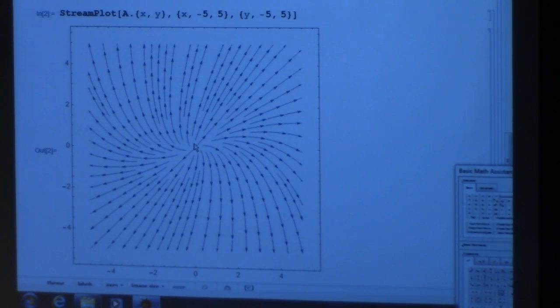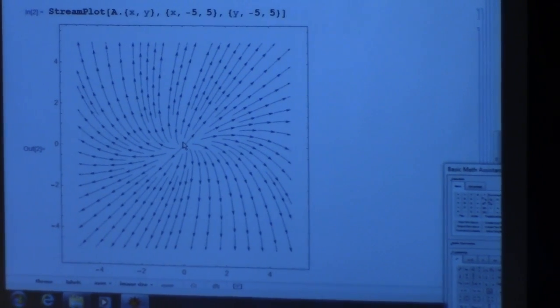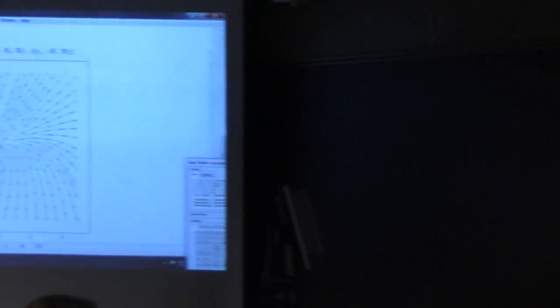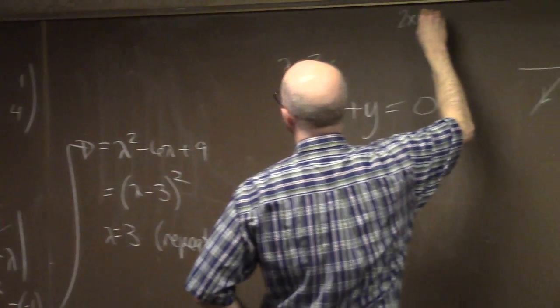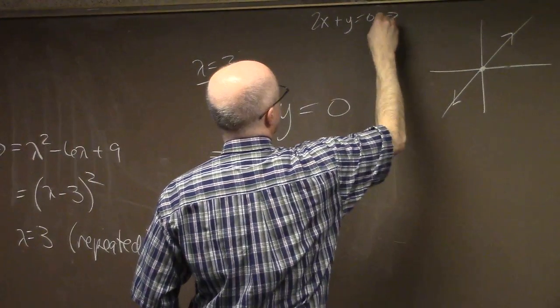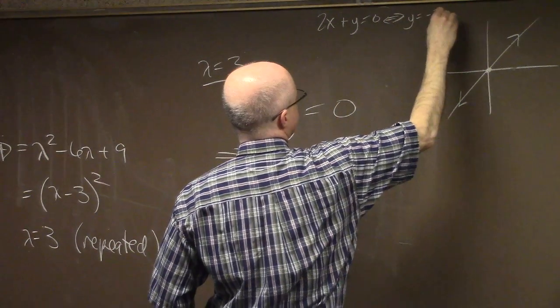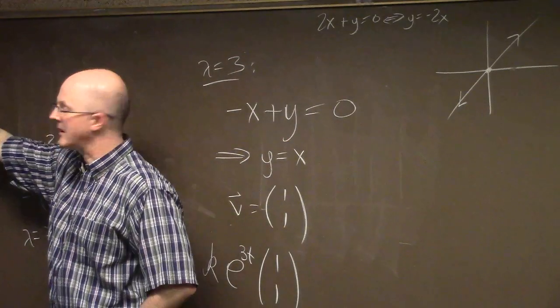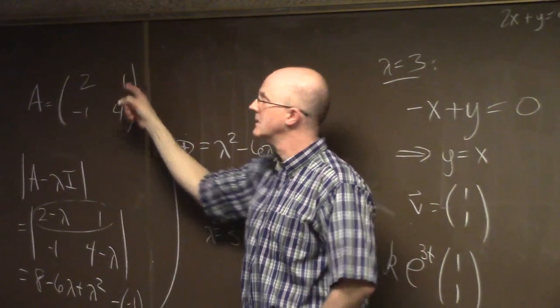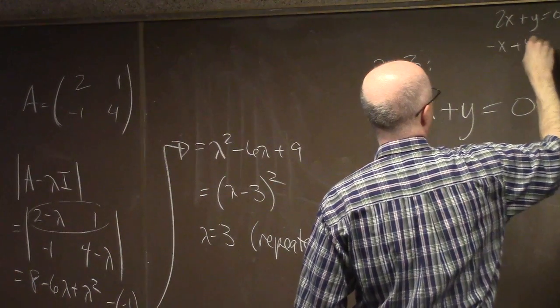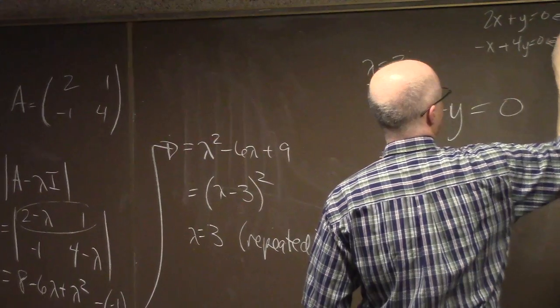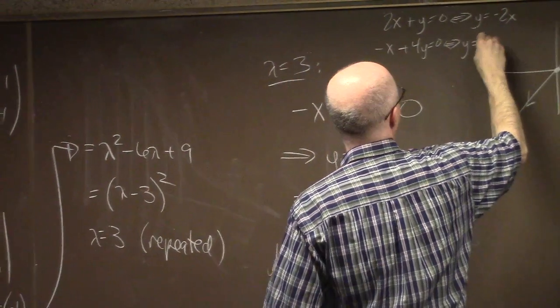I could certainly draw nullclines. If all I was after, if I didn't have the technology there, I could certainly draw nullclines to help me draw the rest of the phase portrait and think about signs of dx dt and dy dt. The nullclines in this case would be 2x plus y equals 0. In other words, the line y equals negative 2x would be the x nullcline, looking at that first row. Looking at the second row, the y nullcline would be negative x plus 4y equals 0. In other words, y equals 1/4 x.